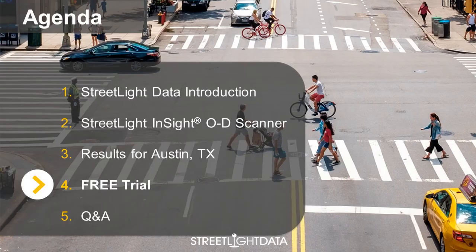So that was a taste of some of the learnings we found with digging into the OD scanner results, as well as some other analytics around I-35. Happy to answer any other questions about that in the Q&A. But now I want to spend a couple of minutes to talk about the free trial.